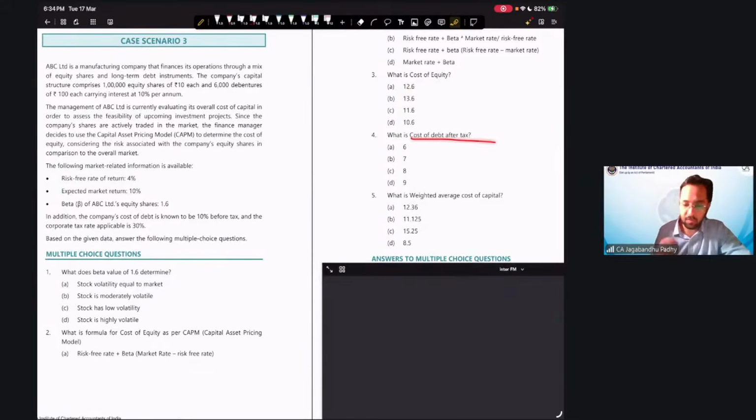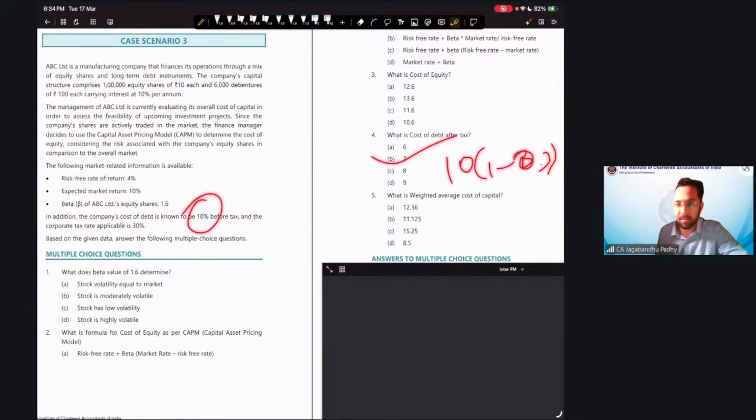What is the cost of debt after tax? Since it is 10%, that's going to be 10 into (1 minus 0.3). So that's 7. What's the weighted average cost of capital then?